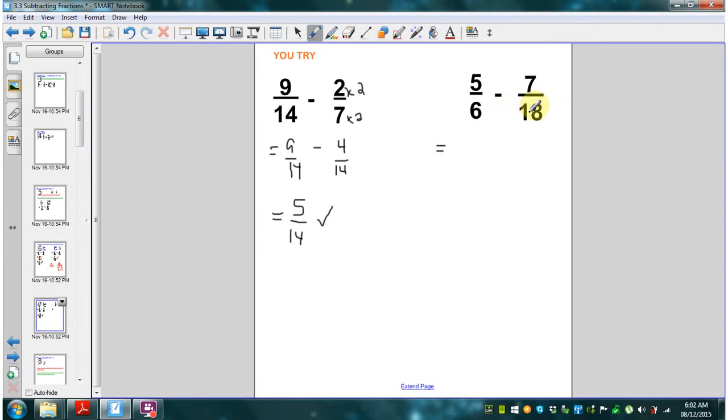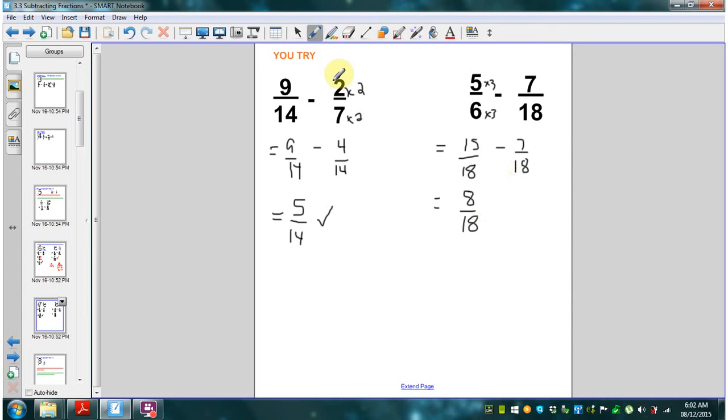Over here, 6 and 18. Not common denominator, but that's okay because we can multiply 6 by 3 to get 18. We can multiply 5 by 3 because that's what we've done on the bottom. So 5 by 3 is 15. 6 by 3 is 18. Subtract 7 over 18. We're ready because we have common denominator. 15 minus 7 is 8. Keep our denominator of 18.